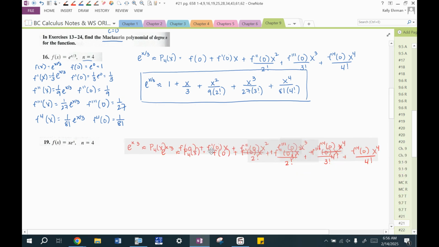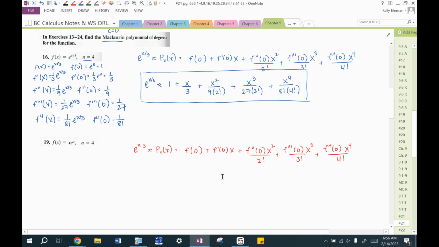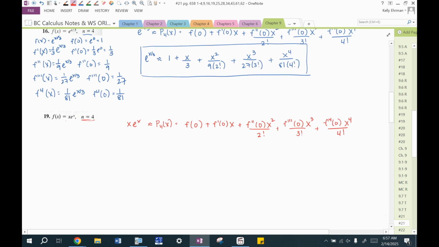Okay, so the only thing I'm going to change about this is, I'm using this setup for a different function. It's for x times e to the x. So it's still the same setup. It says use a degree 4, and this is still what I need to do. So I still need to find these values here. I just have a different function. And the derivative is going to be more annoying to take because we have to use product rule.